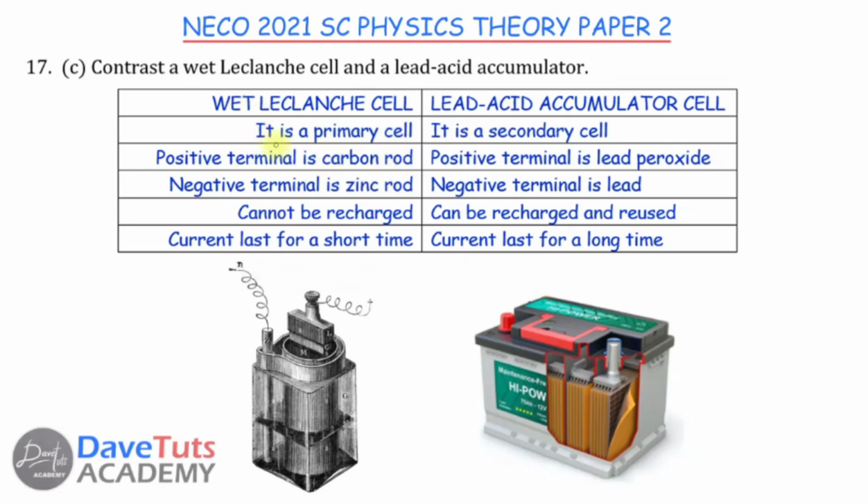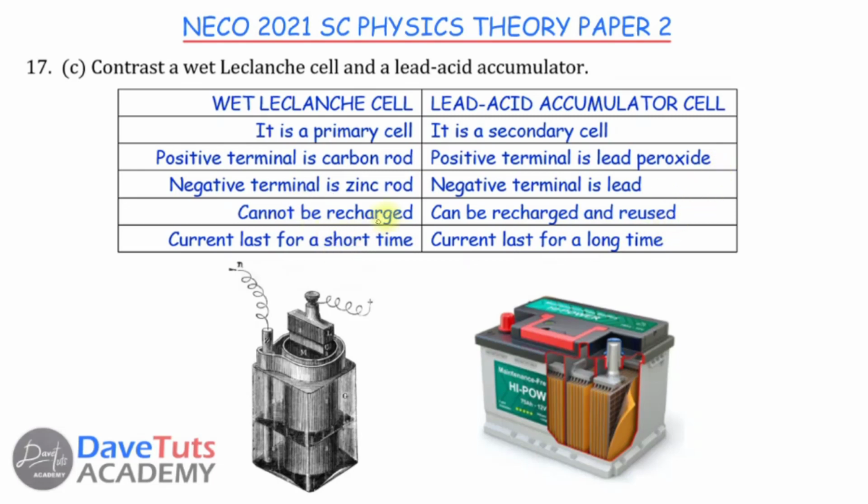In a wet Leclanche cell, you will notice that it is just a primary cell, whereas the accumulator cell is a secondary cell. The positive terminal of the Leclanche cell is carbon rod, but the positive terminal for the accumulator cell is lead peroxide. The negative terminal of the Leclanche cell is zinc rod, but the negative terminal of the accumulator cell is lead. Now, the Leclanche cell cannot be recharged, whereas the accumulator cell can be recharged and reused.